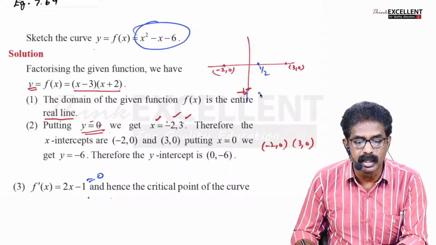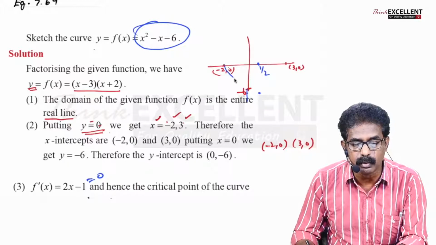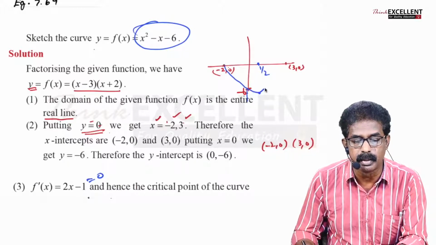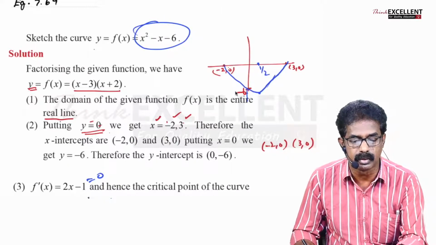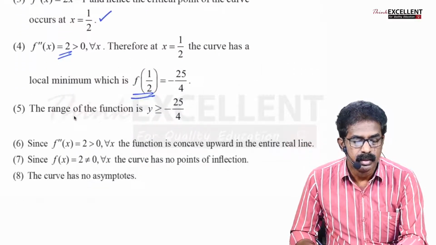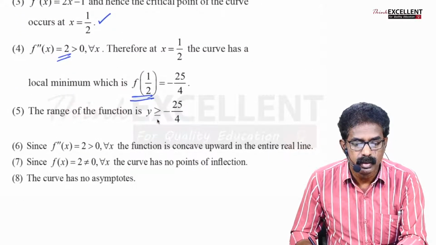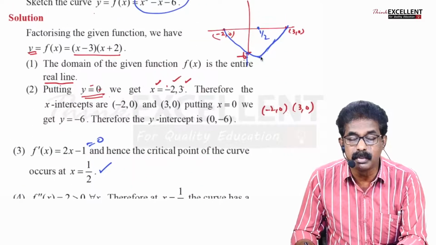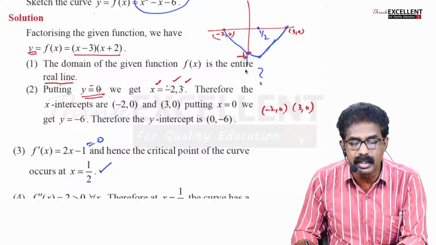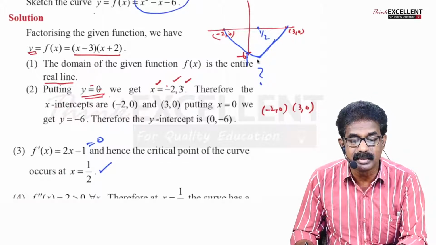Okay. So there is a local minimum. So the curve will be like this, right? This is a local minimum and it cuts here. Okay. So get some idea. Then the range is y greater than or equal to minus 25 by 4. See, that is the minimum value. So you won't get any curve below that, right? So that is the range.